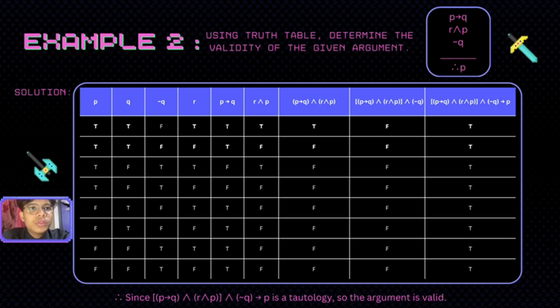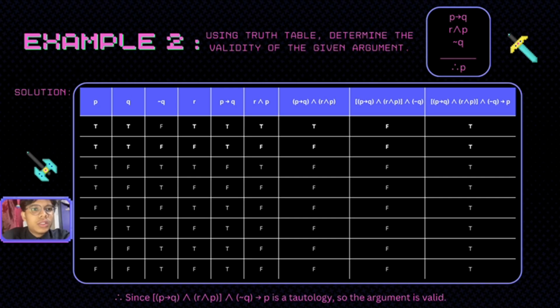Example 2. Using a truth table, determine the validity of the given argument. Premise 1: P implies Q. Premise 2: R and P. Premise 3: ¬Q. Conclusion: P. For the solution, P: true, true, true, true, false, false, false, false. Q: true, true, false, false, true, true, false, false. R: true, false, true, false, true, false, true, false. ¬Q is: false, false, true, true, false, false, true, true. P implies Q is: true, true, false, false, true, true, true, true.